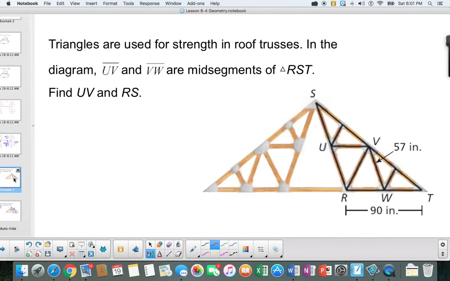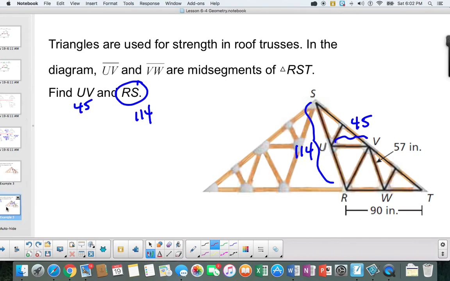Let's take a look at the roof trusses here. The roof trusses are connecting midpoints. These are midsegments. So from here to here is a midsegment, and from here to here is a midsegment as well. Let's see if you can figure out the answers. And here are the answers.